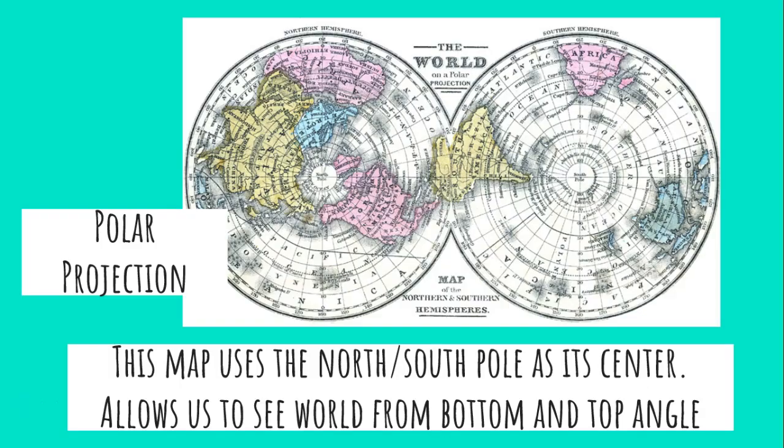This is a map that uses the North and the South Pole as its center. So basically, I want you to think of looking at the world from above or below. On the left side over here, we have the north side, looking down on the Earth from the North Pole. And then over here on the right side, you have the South Pole, looking up from the Earth.